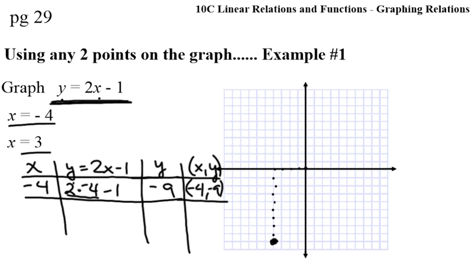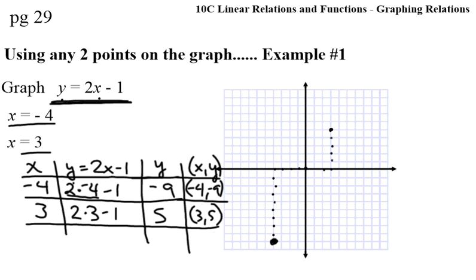Now the second one, I want to use x equal to 3. So if x is equal to 3, using the relation, we have 2 times x, which is now 3, minus 1. 6 minus 1 is 5. So we have 3, 5 as our next ordered pair. 3 to the right, 5 up. There are the 2 points on the graph that we can use to create the graph for the relation or equation y equals 2x minus 1.